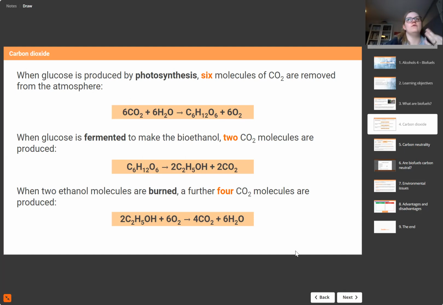Why we're talking about glucose and photosynthesis is because biofuels come from sugarcane, which is a plant, which is glucose. So in the production during photosynthesis of that sugarcane, the plant has removed 6 carbon dioxide from the atmosphere. When we ferment that glucose to make the bioethanol, 2 carbon dioxide molecules are produced and released into the atmosphere. And then when we burn 2 ethanol molecules, a further 4 carbon dioxide molecules are produced. So it's that balancing. So actually we would call that carbon neutral.